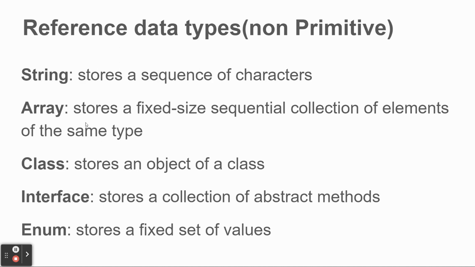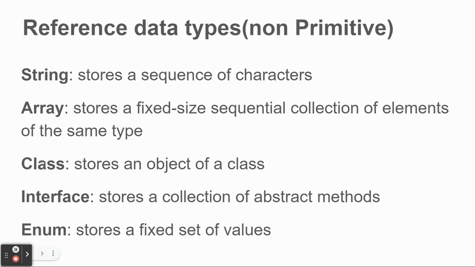Okay, the second one is the array. Array is fixed in size and it will store similar type of data. Similar type means if I'm saying integer, it will store only integer numbers. If I'm saying float, it will store float numbers. Okay, depending on what type of array you are creating.